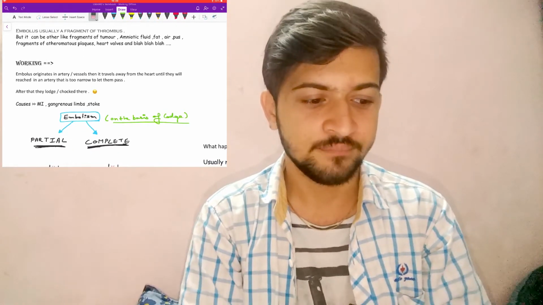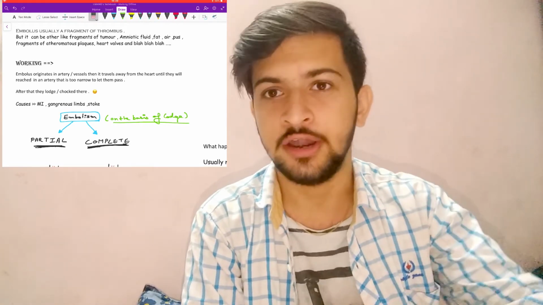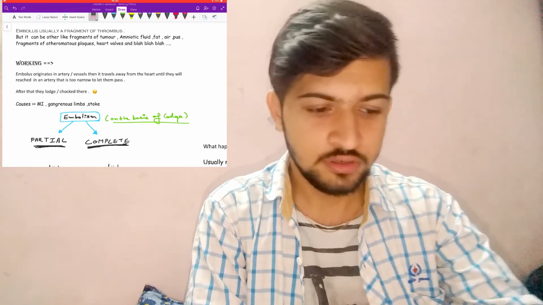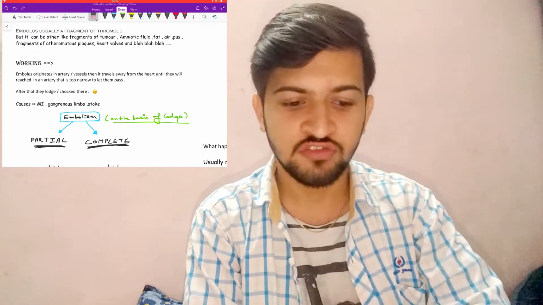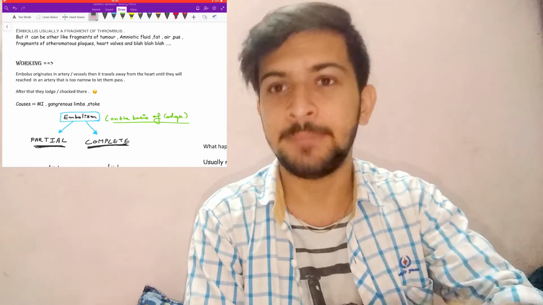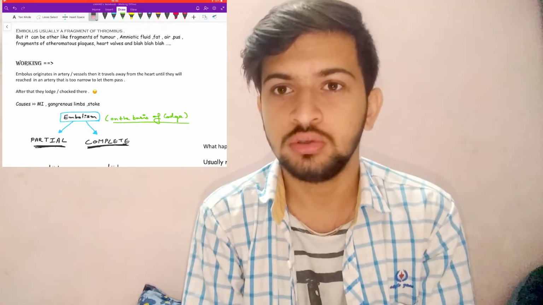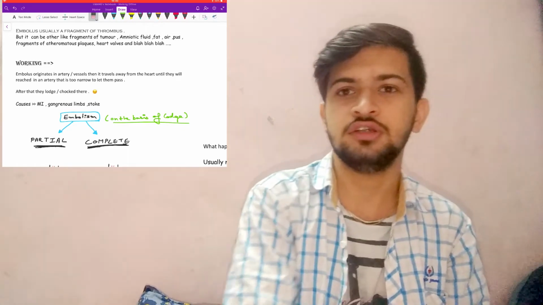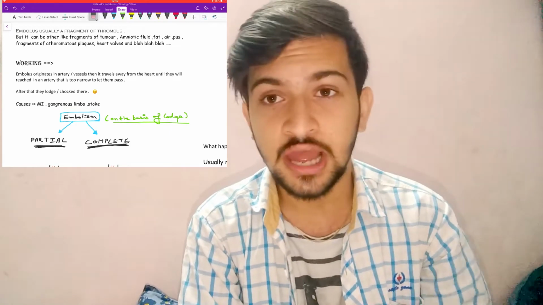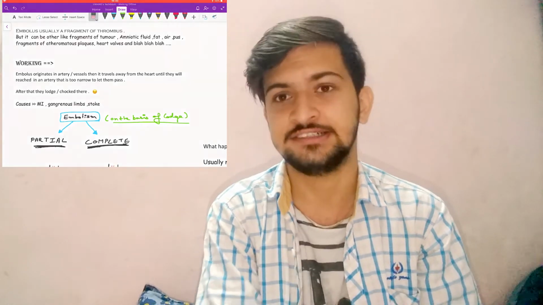In the working, the embolus originates in an artery or vessel, then it travels away from the heart, in the direction of the blood flow, until it reaches an artery that is too narrow to let it pass. What happens if they don't go further? They will choke the artery or lodge there. What is the disadvantage of this? It will cause myocardial infarction, MI, or gangrenous limbs or stroke, etc.